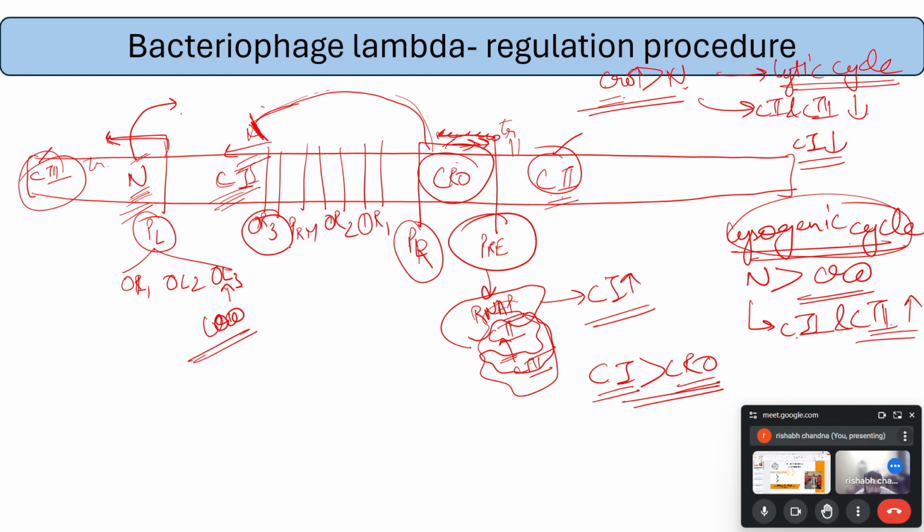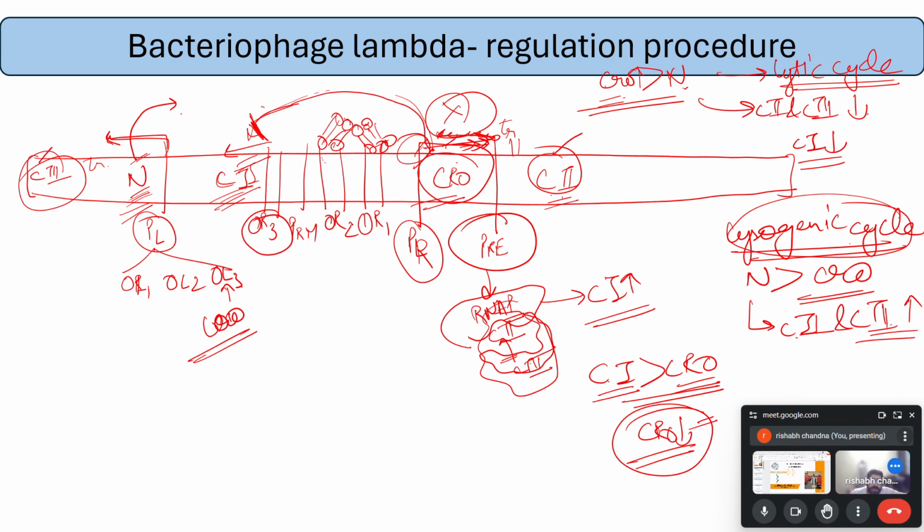So now C1 protein will bind to OR1 and then to OR2, thus inhibiting the PR promoter so that RNA polymerase cannot bind to this particular promoter and start the synthesis of Cro. So now the Cro amount goes down in this case, because Cro leads to the lytic cycle. So in the lysogenic cycle the Cro amount decreases.